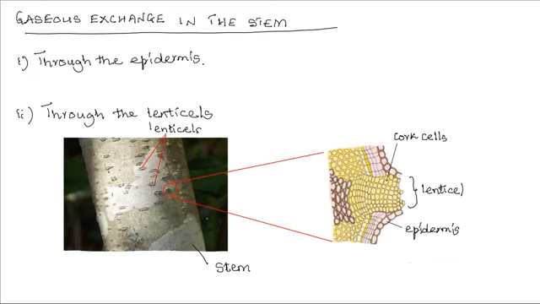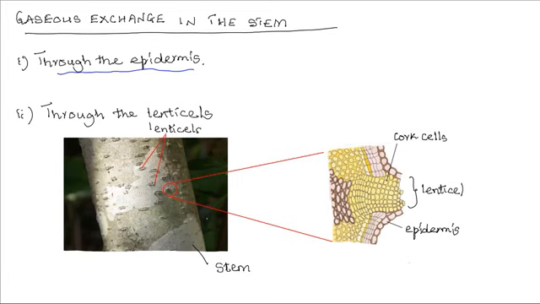In young stems, gas exchange occurs through the epidermis, because in the young stem the epidermis still lacks the cuticle, and so it is permeable to oxygen and carbon dioxide. But as the epidermis of the stem becomes older, it gets covered with the waterproof cuticle, which then will minimize gas exchange. So in the young part of the stem, gas exchange will occur through the epidermis.